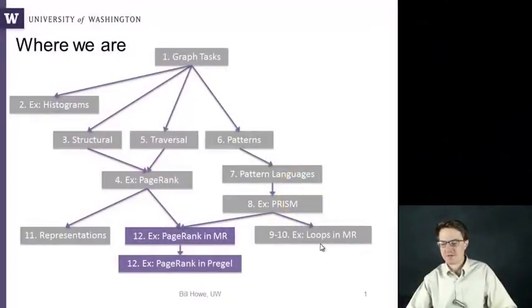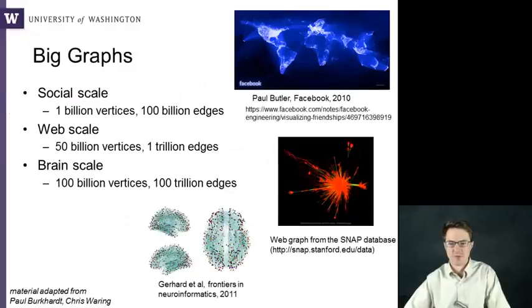So we showed how to implement loops in MapReduce and optimize them, and use that to implement the Datalog pattern language and recursive programs in that language. And we showed different representations of graphs, and now we're going to show PageRank in a couple of different ways at scale. So remember, the context here is that graphs are getting bigger and bigger and bigger.